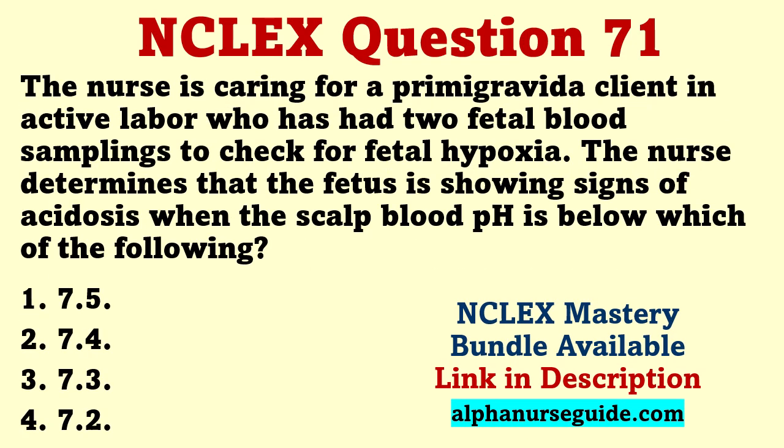The nurse is caring for a prima gravida client in active labor who has had 2 fetal blood samplings to check for fetal hypoxia. The nurse determines that the fetus is showing signs of acidosis when the scalp blood pH is below which of the following? 1. 7.5. 2. 7.4. 3. 7.3. 4. 7.2.